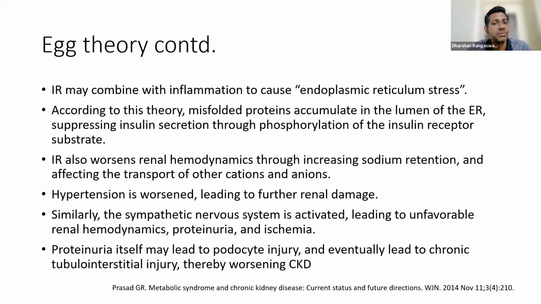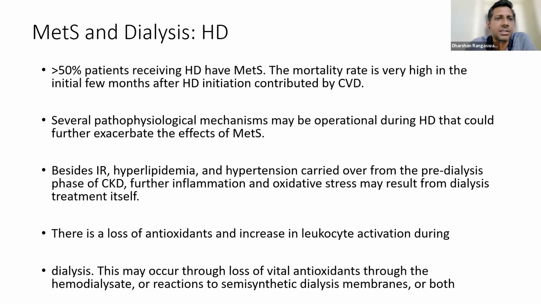Insulin resistance also worsens renal hemodynamics through increasing sodium retention and affecting the transport of other cations and anions. All of this leads to hypertension, which is exacerbated. This will further worsen the renal damage. Similarly, the sympathetic nervous system is activated, which again causes unfavorable renal hemodynamics, proteinuria, and ischemia. Proteinuria itself, as a part of CKD, may lead to podocyte injury, eventually lead to chronic tubulointerstitial injury, and worsen the CKD. So what the theory is trying to say is that it is the undetected early stages of CKD which set in a loop of chronic inflammation, which further exacerbates insulin resistance, and the metabolic syndrome starts, which further contributes to the decline in chronic kidney disease.